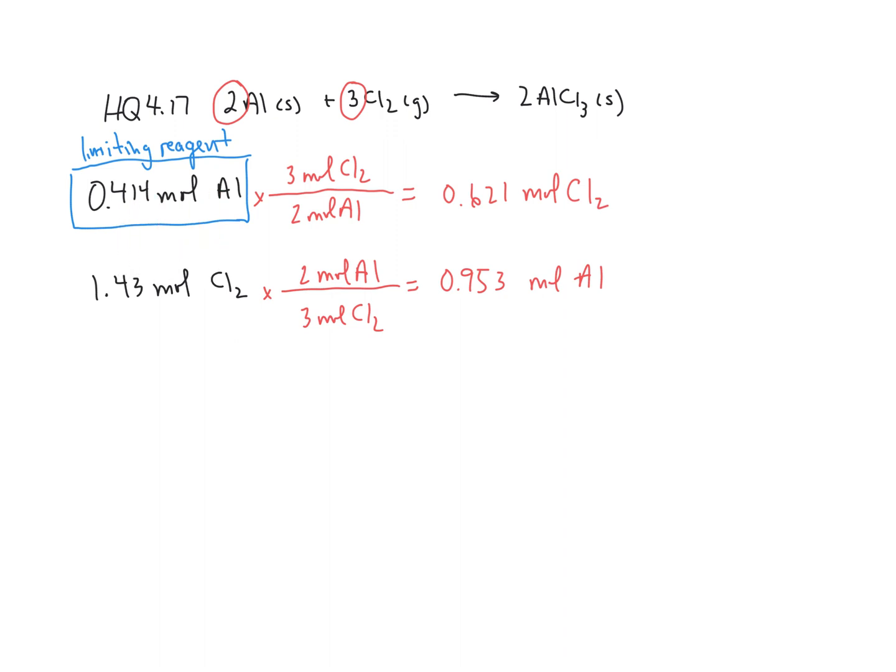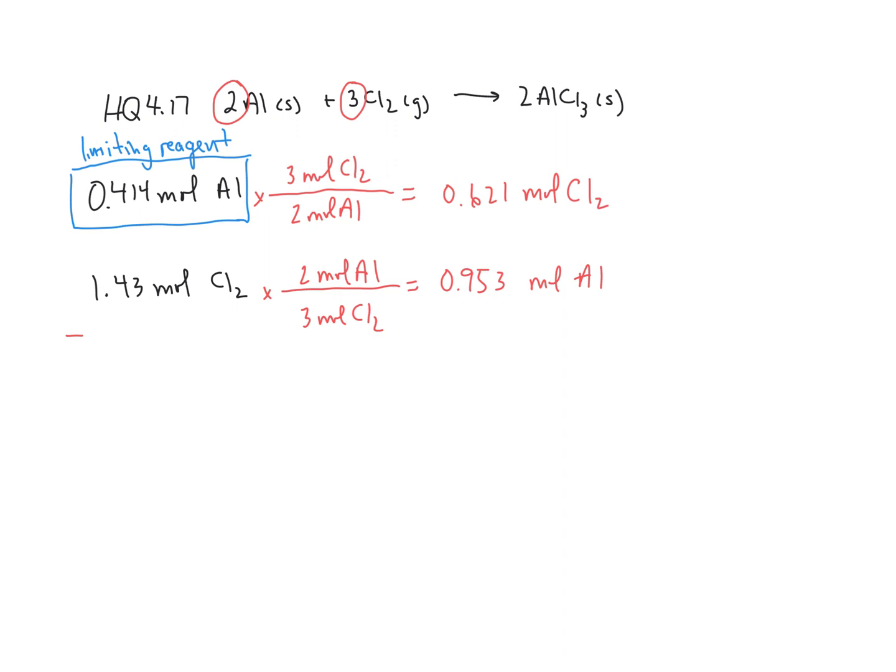All right, we're not done there. We need to find the excess and how much excess. And so this is why I stuck with just the reactants and didn't worry about how much product is there, because they want to know the excess reactant left over. That's where we can take this number, the 0.621 moles of chlorine. That's how much chlorine would be consumed when all the aluminum runs out. Well, I started the reaction with 1.43, so all we have to do is subtract.